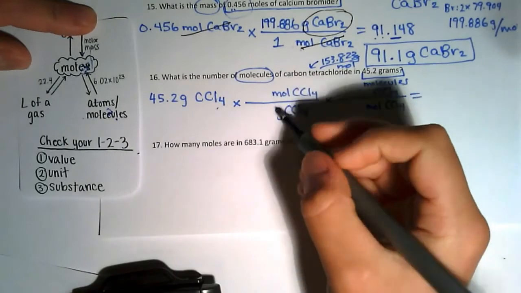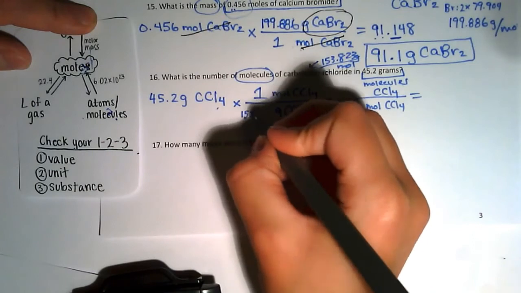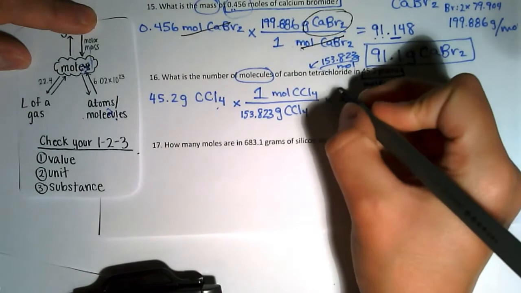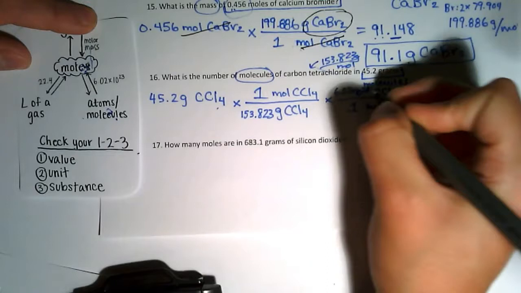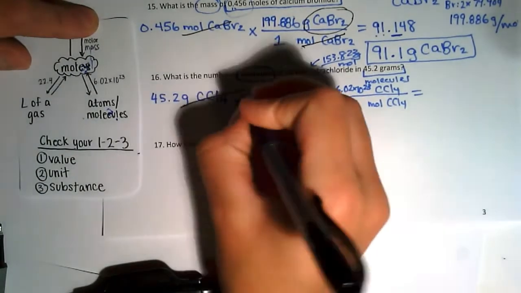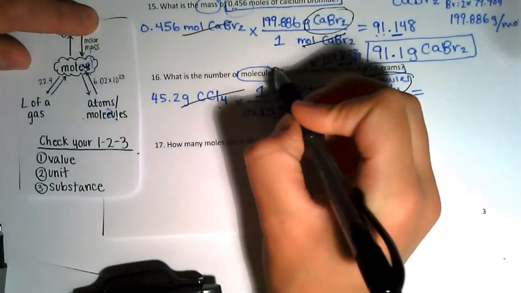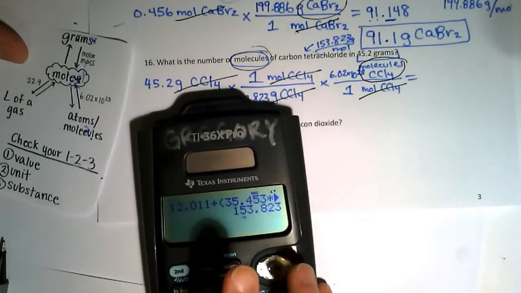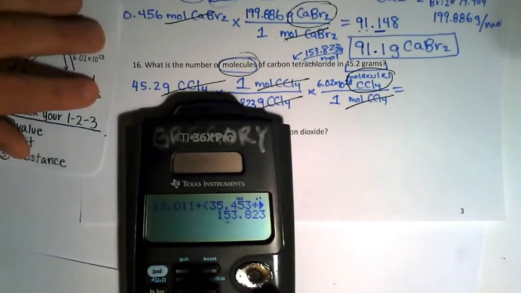Now we just need to fill in our numbers. So we know that 1 mole equals this number, 153.823 grams. And then we know that 1 mole also equals Avogadro's number of molecules, 6.02 times 10 to the 23rd molecules of CCl4. Grams cancels out with grams, moles cancels out with moles, and we're going to be left with molecules of CCl4, which is indeed what we wanted. So using our calculator, let's figure out our final answer.